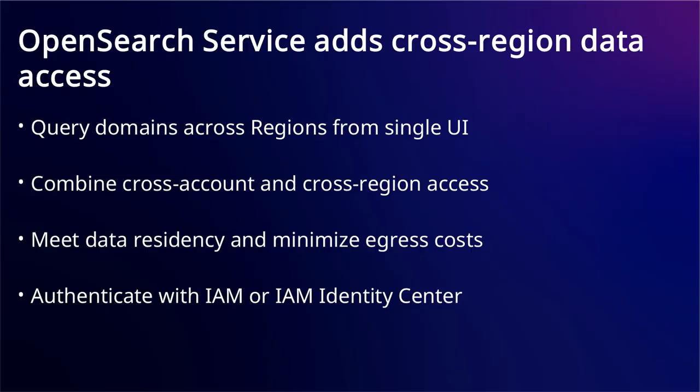When you operate OpenSearch domains across multiple AWS regions, you previously needed to switch between different endpoints or replicate data to query and visualize information in a centralized location. This created operational overhead and increased costs while making it harder to build unified analytics and observability workflows. OpenSearch Service now enables cross-region data access through a single UI application.